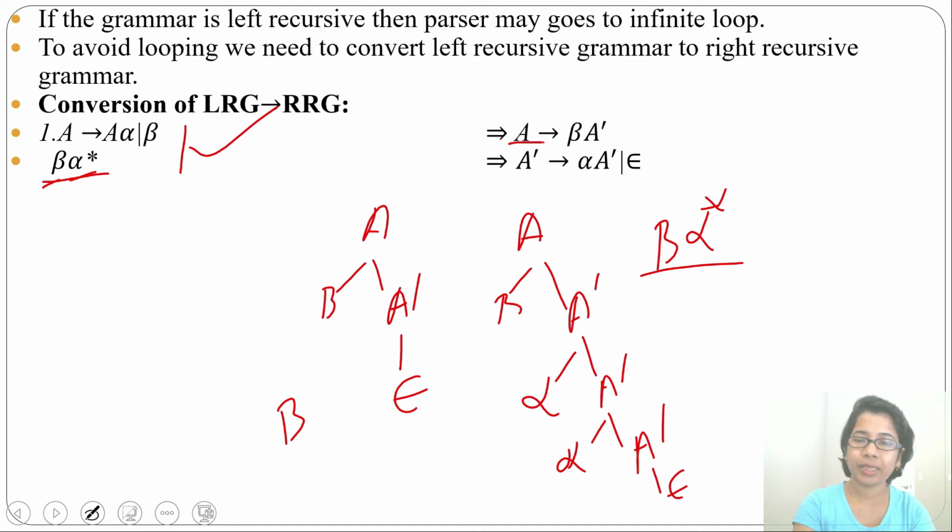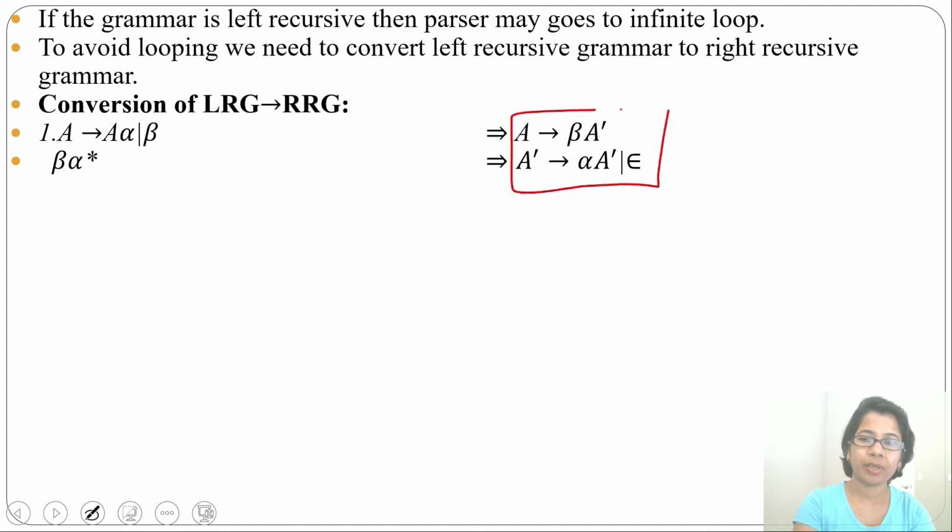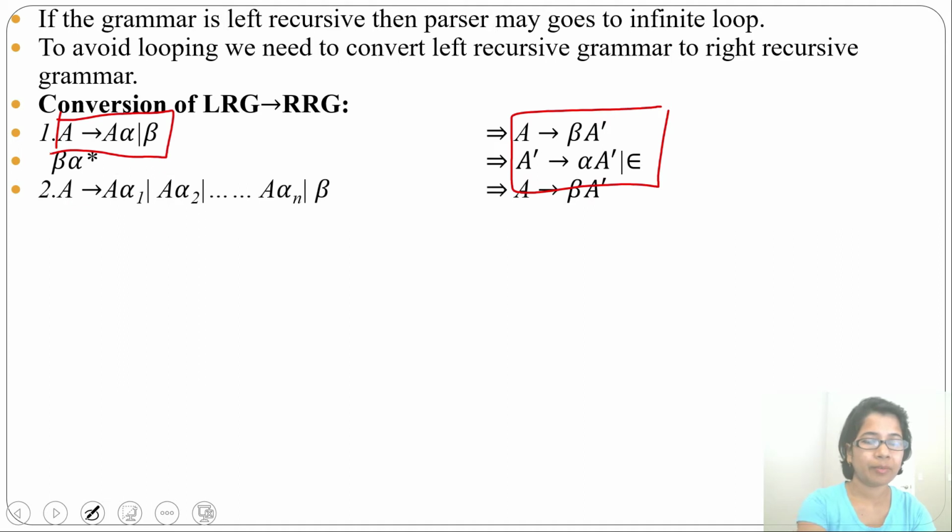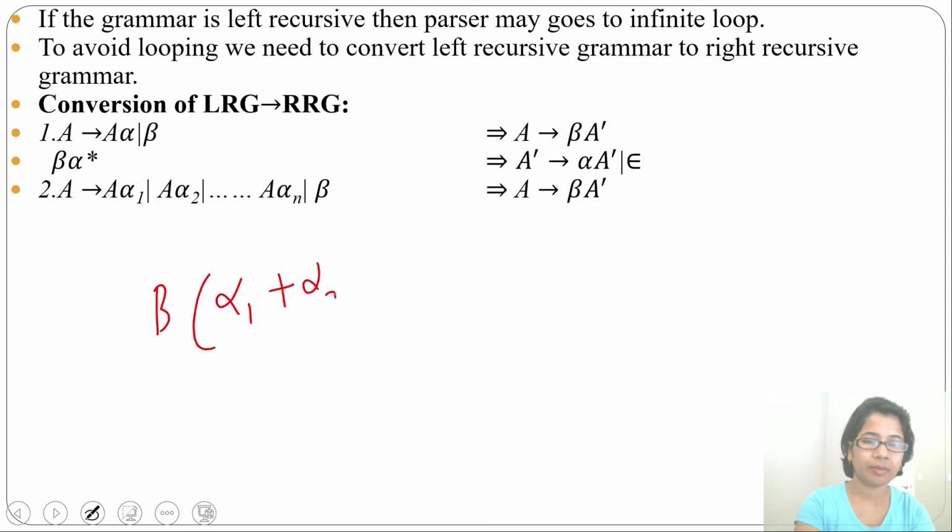Here from A we generate beta A dash. This beta is for this beta. Then from A dash we will generate alpha Kleene closure. Here is epsilon, that's why you can generate a single beta. Then you can generate any number of alpha. This is our main formula for how to convert left recursive grammar to right recursive. You can do some variation of this. Like if the language is such that from A you are generating A alpha 1, A alpha 2, up to A alpha n, or beta, then what will be the regular expression? The regular expression will be beta, alpha 1 plus alpha 2 up to alpha n, whole Kleene closure.